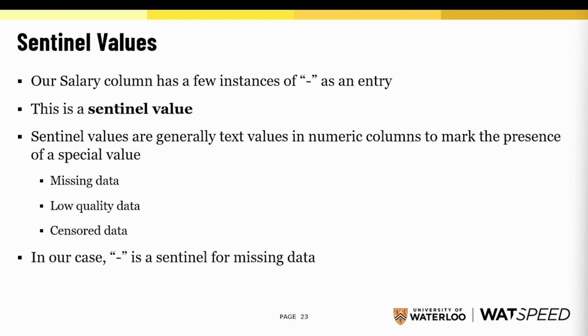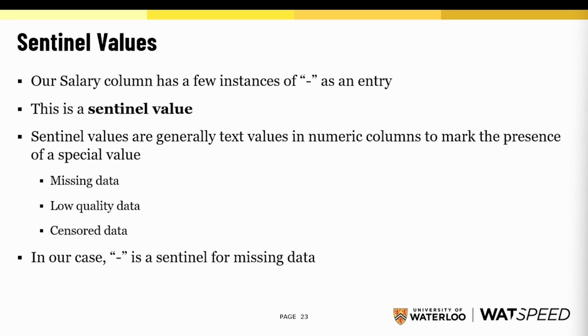As you've noticed, our salary column has entries where the salary is a dash character. This is known as a sentinel. Sentinel values are text values that show up in number columns, and they're used to mark the presence of a special value. For example, they can be used to mark missing data, i.e., we don't know what the value of the average salary is for a student in a certain term.